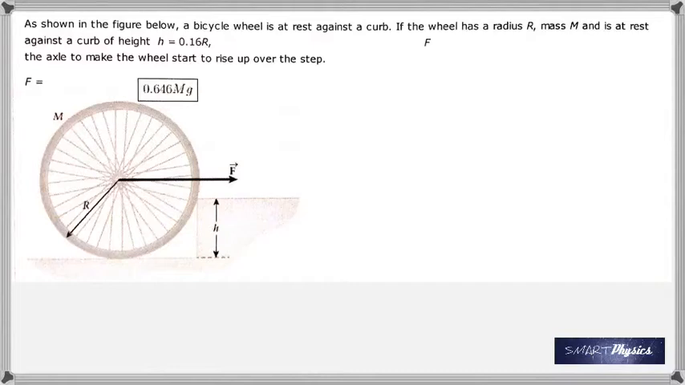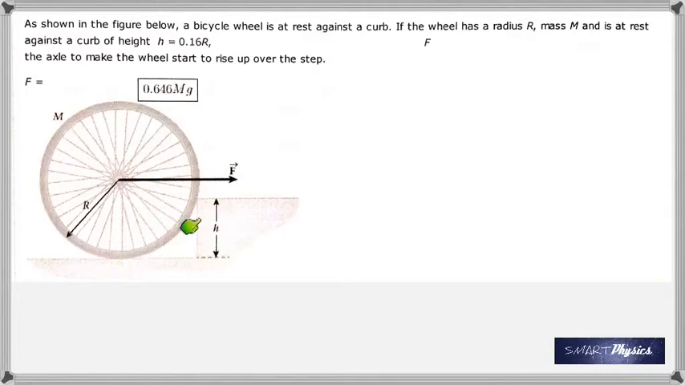how much force must you apply to the axle to make the wheel start to rise up over the step? So in a sense, what you want to do is roll this thing up over the curb. So the question is, how much force do you have to apply on the axle? That's the axle. So you're applying this force, and how much force do you have to apply to make this go over the curb? Now that's the question.